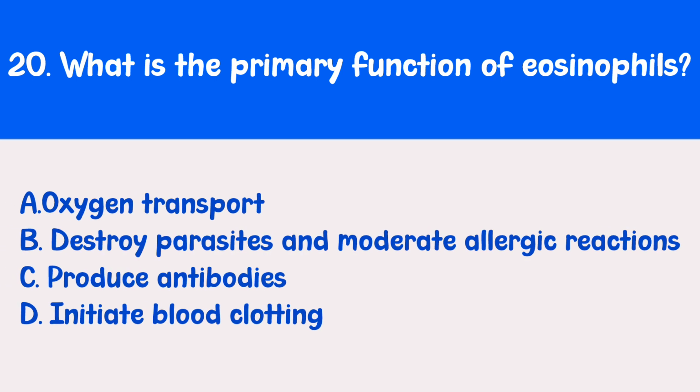Question number 20. What is the primary function of eosinophils? We have A. Oxygen transport, B. Destroy parasites and moderate allergic reactions, C. Produce antibodies, and D. Initiate blood clotting. Our answer should be B. Destroy parasites and moderate allergic reactions. Eosinophils actually combat parasitic infections, and they are also involved in allergic responses by helping to moderate histamine activity.